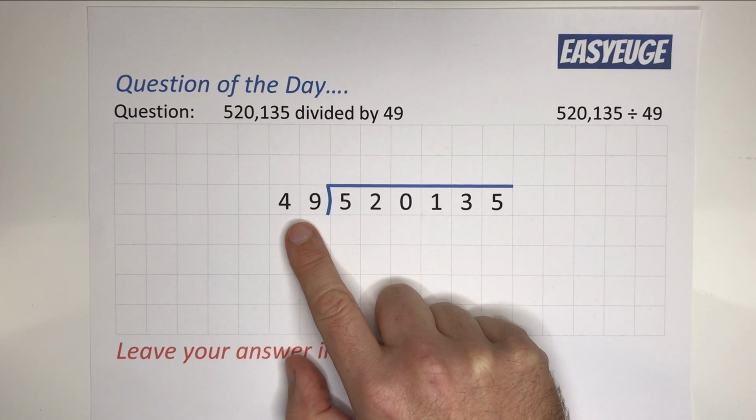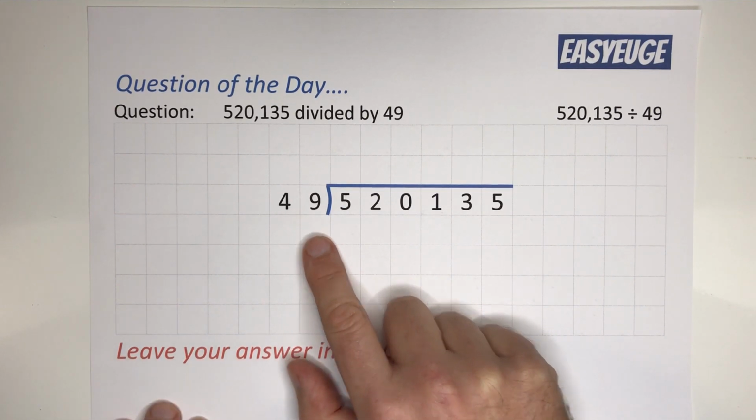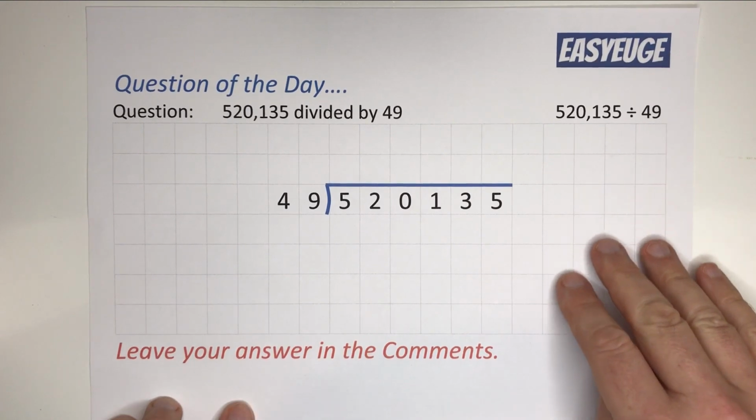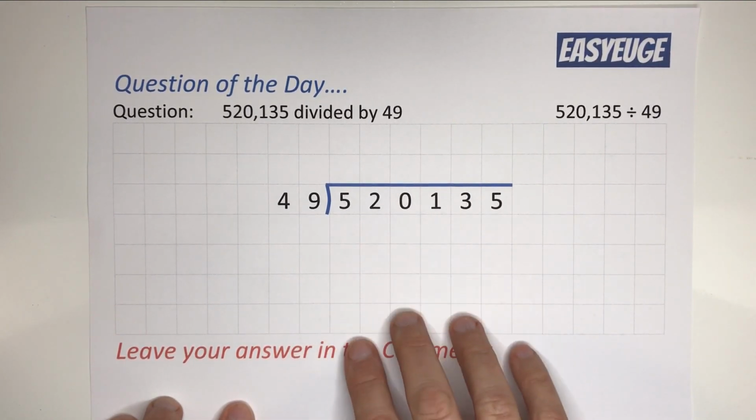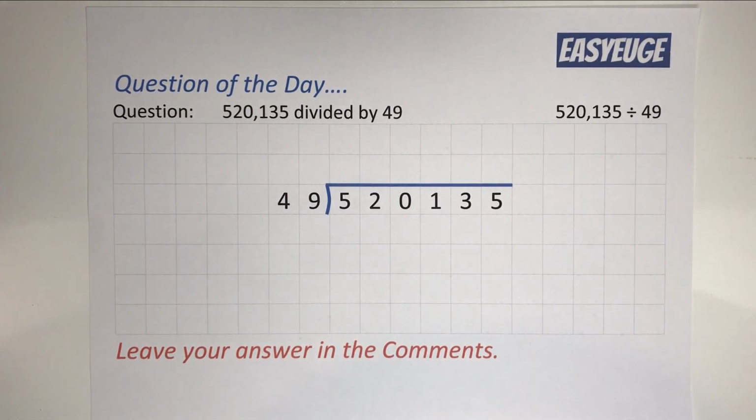But 49, remember, is close to what number? It's very close to 50, isn't it? So when you're working out your answers down the side and working out your long division solution, 49 is very close to 50, and that might help.